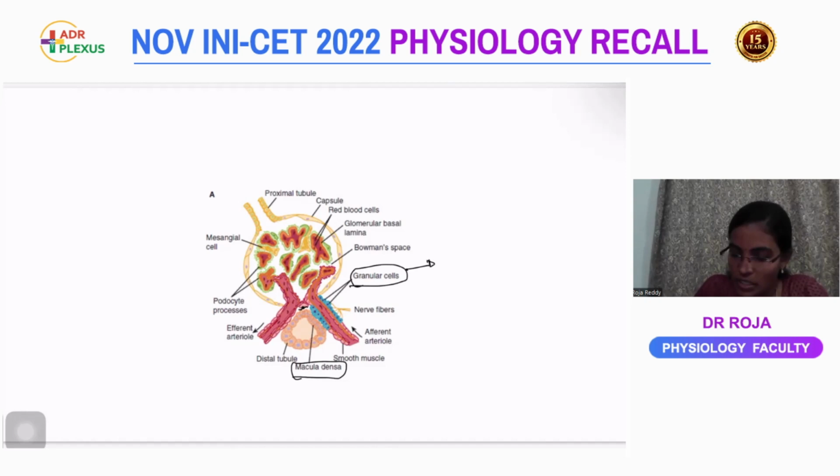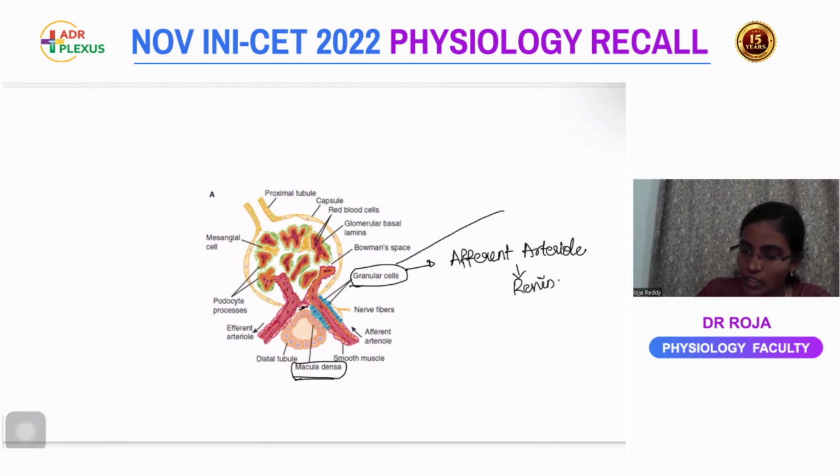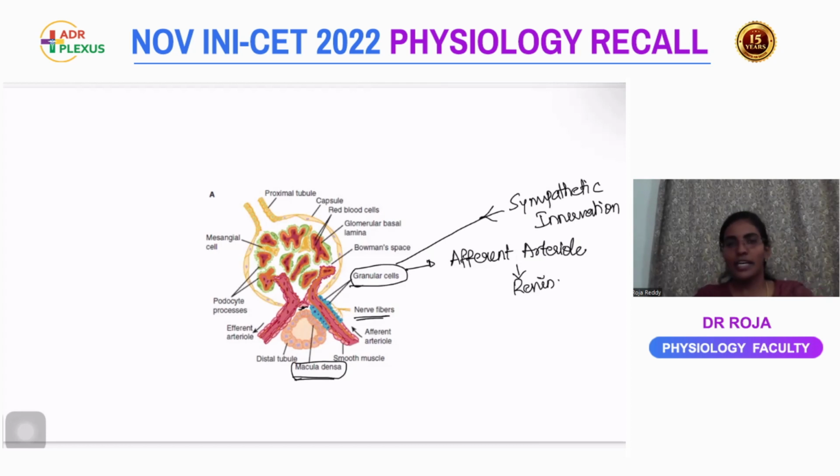These are mainly present in the afferent arteriole. Okay, these are present near the afferent arteriole. These will start secreting renin, and this is under the influence of the sympathetic innervation. Sympathetic nerve stimulation will be regulating, as you can see over here, the release of this renin from the granular cells.